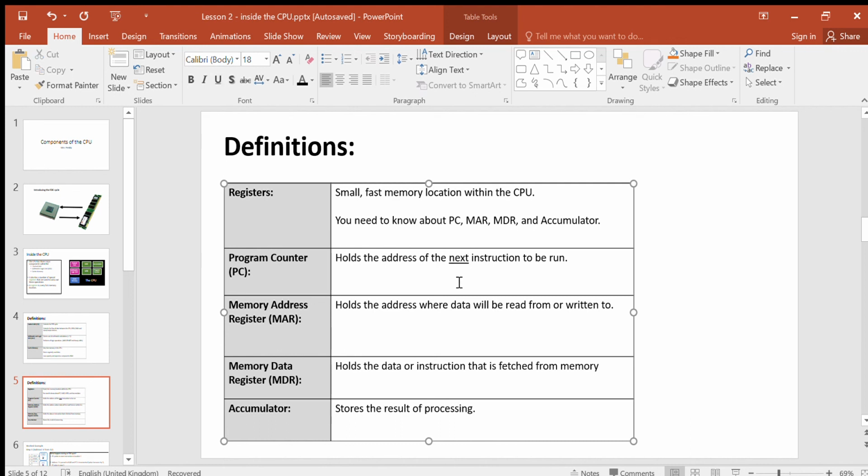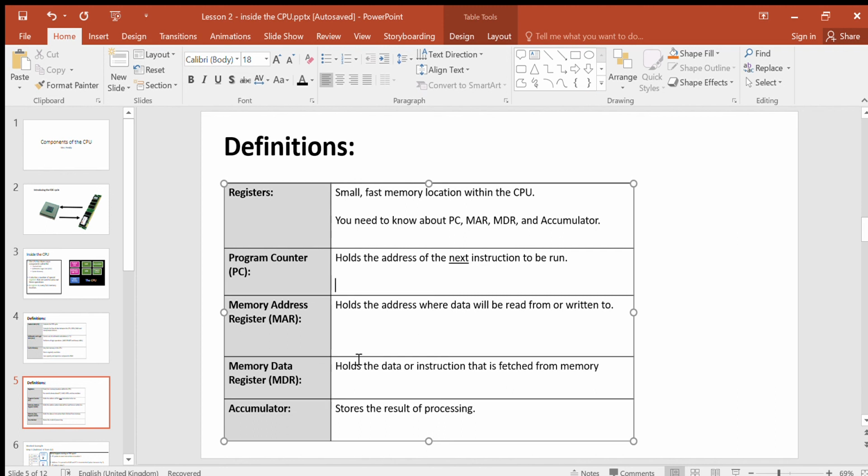We have then got the MAR, and that holds the address where data will be read from or written to RAM. Once the address in RAM has been located using the MAR, the memory data register holds the data or instruction that is fetched from that address. Then if any processing happens, like a calculation, the accumulator will store the results of that processing.